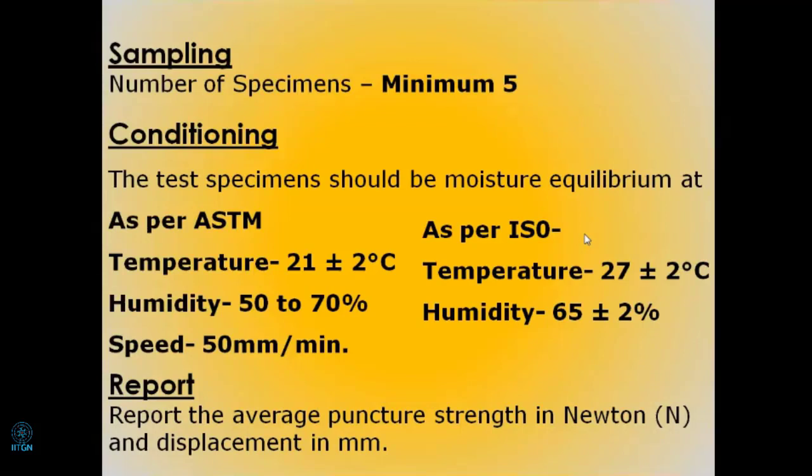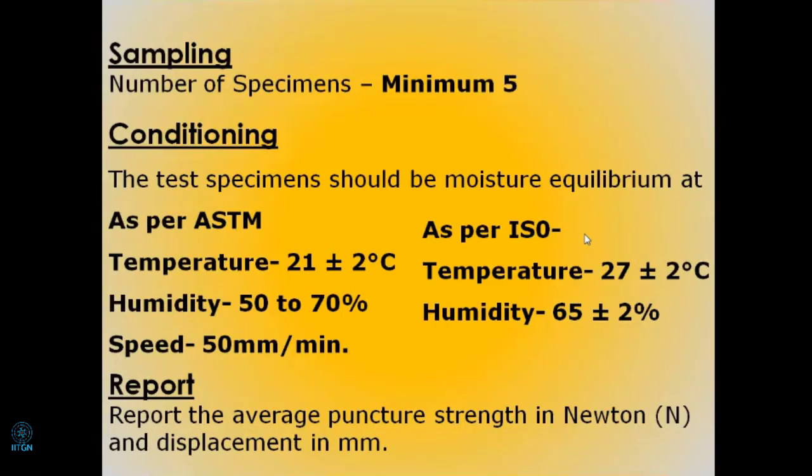But as per ISO, the temperature requirement is different. It should be 27 plus minus 2 instead of 21. And humidity is also different. We have to maintain 65 plus minus 2. So we have to make arrangements like air conditioning system and humidifier kind of equipment in the room where this test is being performed to maintain this temperature as well as humidity.